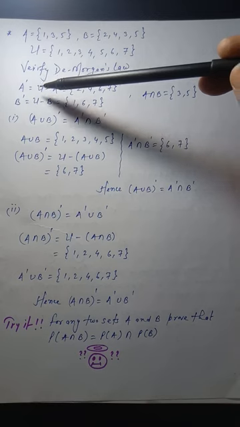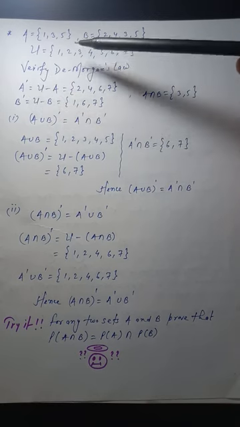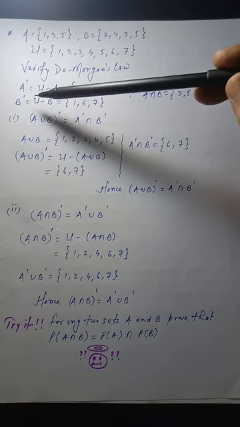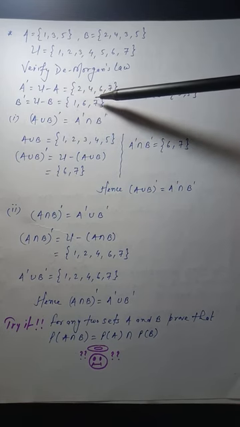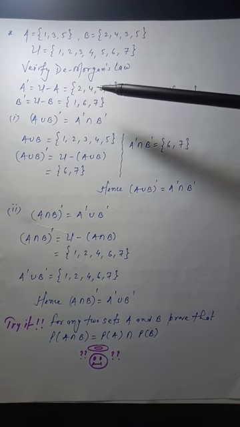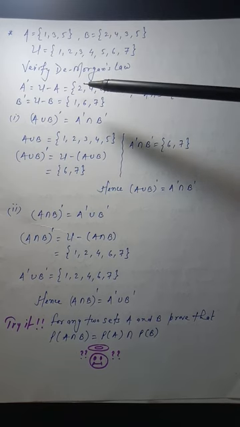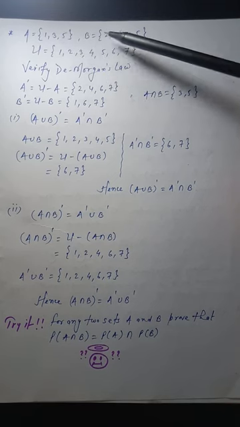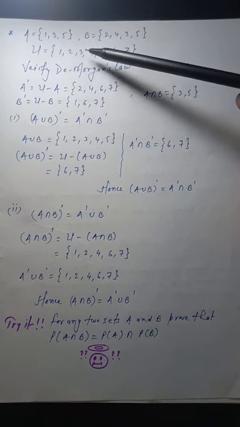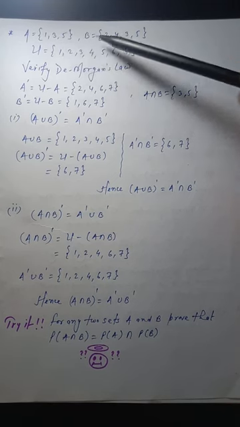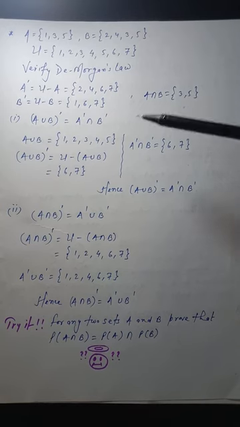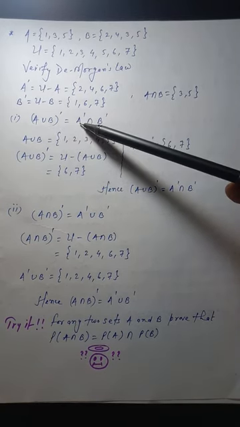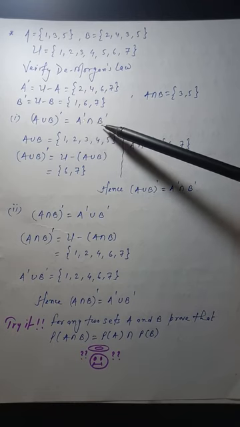It means take only those elements which are present in U but not in A. Similarly, this B dash is U minus B, which will be {1, 6, 7}. And one more point, find out A intersection B also here. A intersection B means common elements. So common is 3 and 5. Now De Morgan's law says that (A union B) whole complement is A complement intersection B complement.